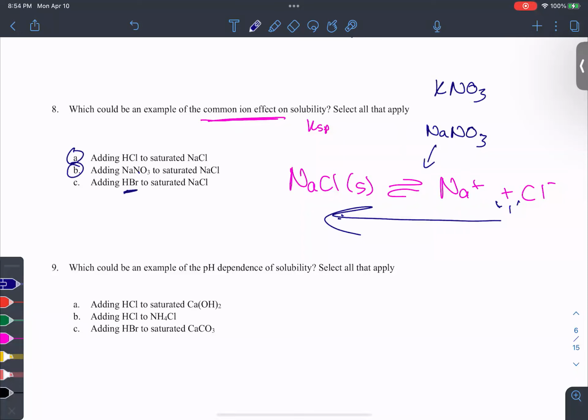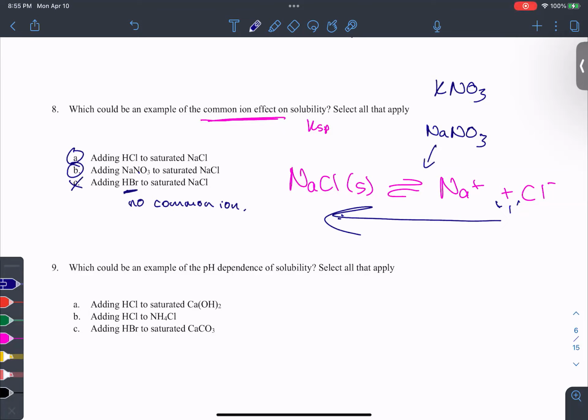Or how about this one, HBr? What if we added HBr to this? No, but it's an acid. We added HCl and it shifted it. Why can't HBr do it? It's an acid too. It's not the acid part, it's the common ion part that's shifting, like doing the Le Chatelier's principle. So here, HBr has no common ion. So in general, the common ion effect makes things less soluble, all right?